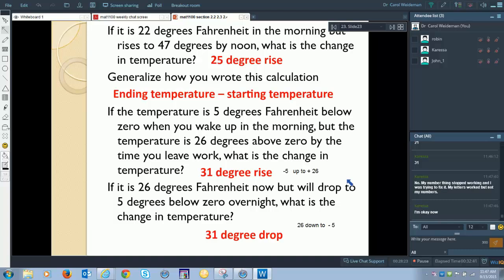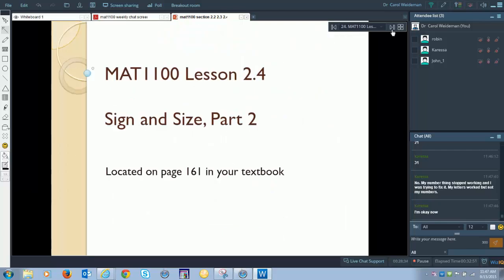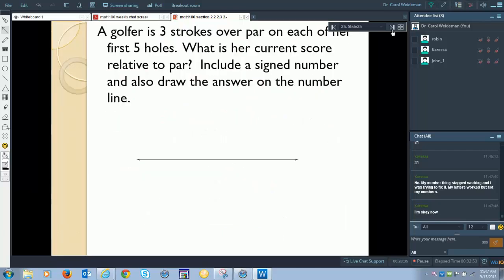Okay, so what we did so far was we talked about signed numbers and absolute value. And then in this section here, we talked about adding and subtracting signed numbers. So the next section is going to talk about multiplying and dividing. So we're going to go back to the golfer again. The golfer is 3 strokes over par on each of her first 5 holes. What is her current score relative to par? Include a signed number and also draw this on the number line.